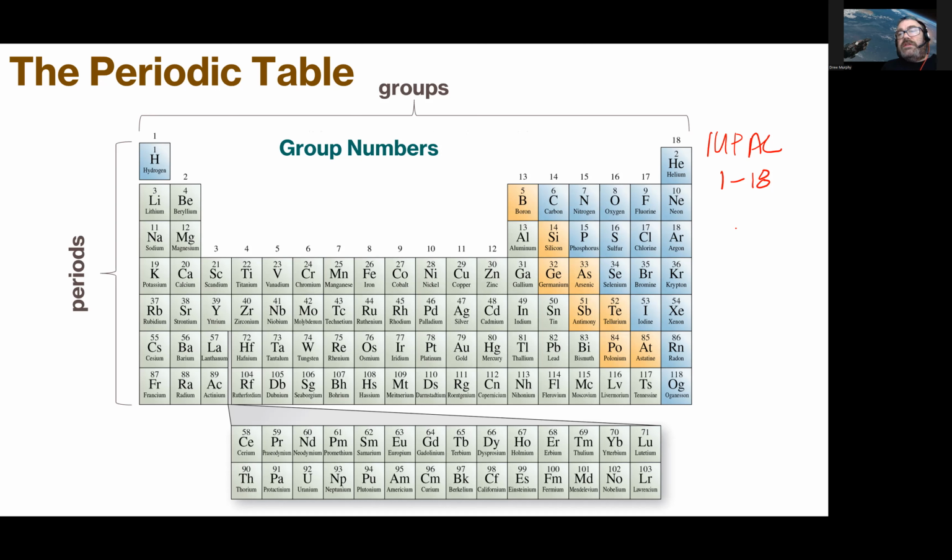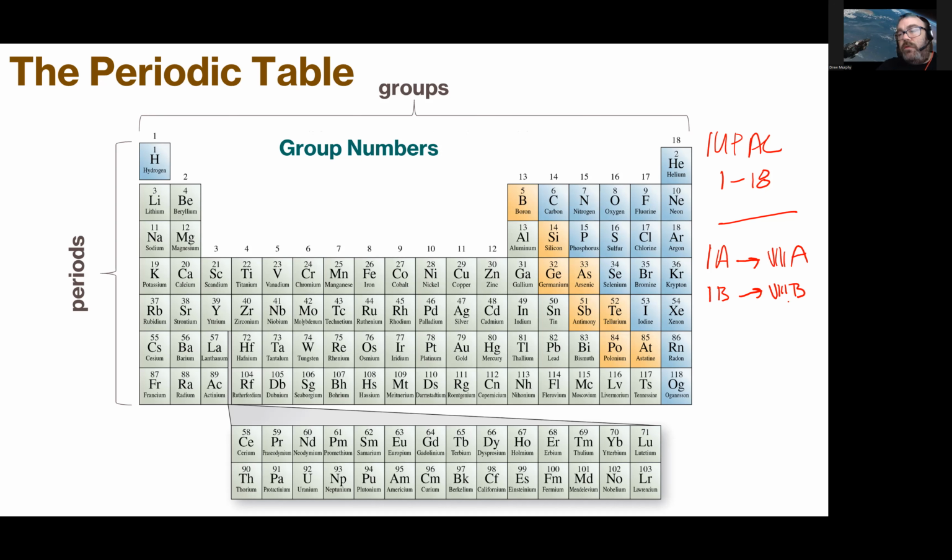Then there's an older system that's still in play and used a lot, especially in the United States, that has A's and B's, where some of the groups are numbered 1A through 8A, and they use Roman numerals, and some other groups are numbered 1B through 8B. We'll see both of these numbering systems. I want you to use the A and B number system for most of the time, which is not shown on this one, which was probably a bad choice.